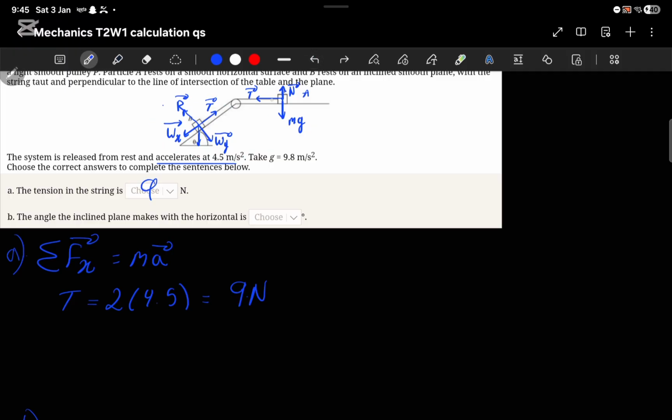Because this block is getting pulled this way, right? This block is going this way, whether you like it or not. There is no force that's saying you're going this way. No, there is nothing here. There's only this force. So this is figured out.